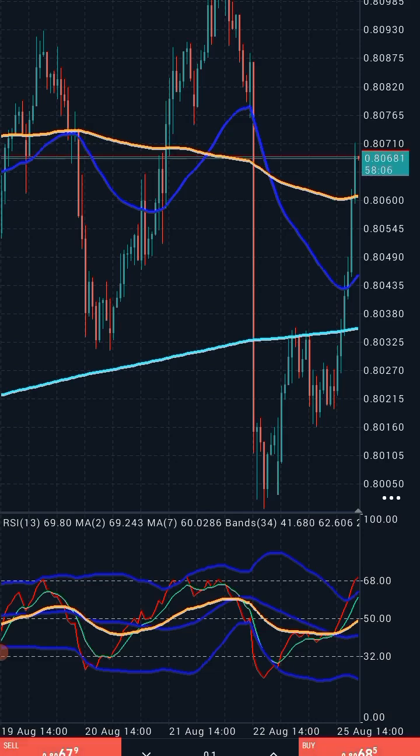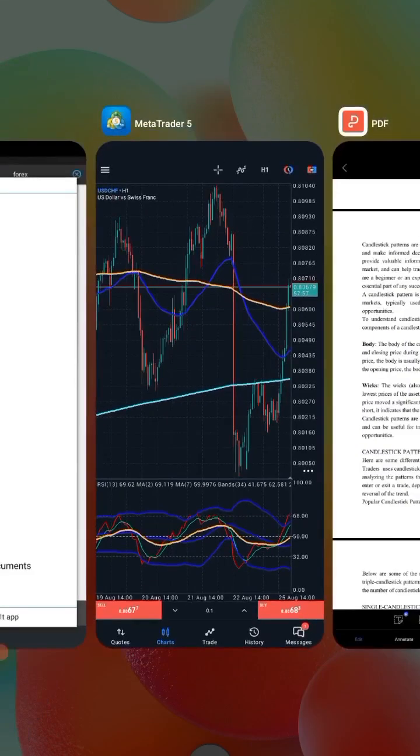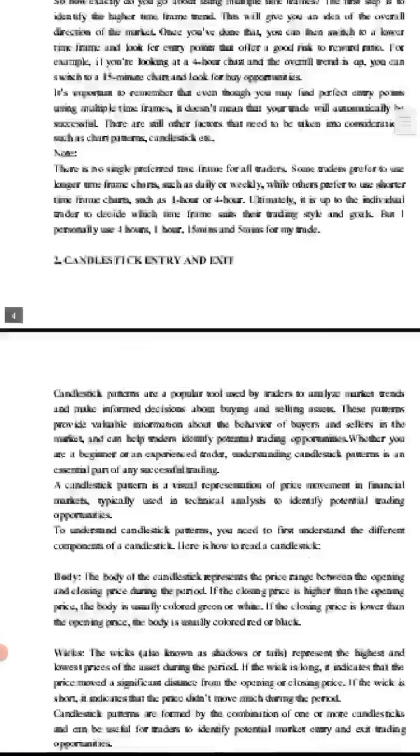Because I'll be teaching you deep things as regards entry and exit that you can use in order to kill the market. Now, let's move on quickly. This is my PDF.